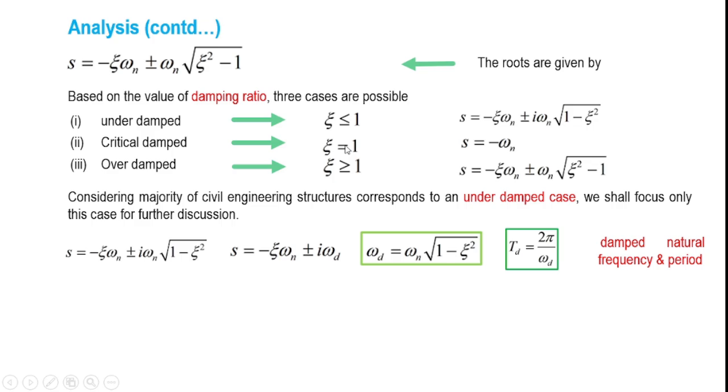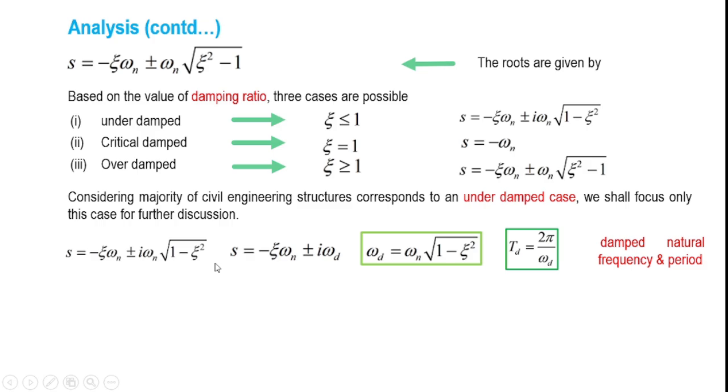Now we are not interested in analyzing all the three systems just because of the fact that majority of civil engineering structures correspond to an underdamped case. So accordingly, we'll focus only on case 1, for which the damping ratio c is less than 1. So obviously, for such a case, we know that the root of the characteristic equation is s equal to minus c into omega n plus or minus of i into omega n into square root of 1 minus c square.